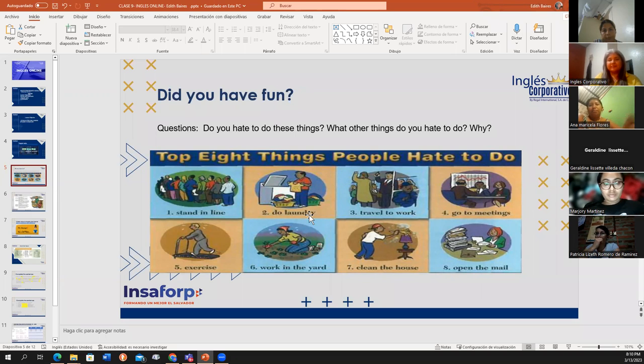What are these things you hate to do? I hate number 5. Number 5? Exercise? Why? I don't know. I don't like it. It is difficult. If we don't have the habit to do it, we don't like it, okay? Cuando ya usted crea el hábito, su cuerpo se lo pide, pero si no lo creamos, va a ser muy difícil.